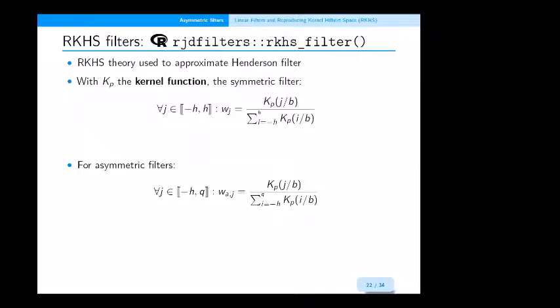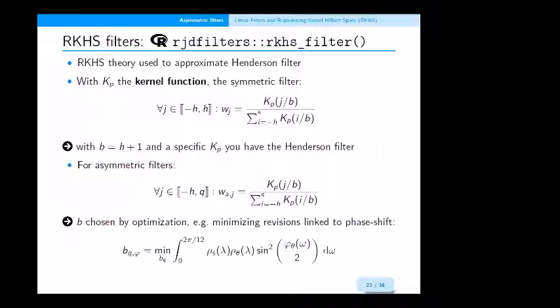And for the asymmetric filters, you can do the exact same thing, but you use fewer future points in the normalization. And here you have an important parameter, the parameter B, and using a specific value and specific function, you can find all the symmetric filters that you can find with the local polynomial approach. So for example, you can find the Henderson filter.